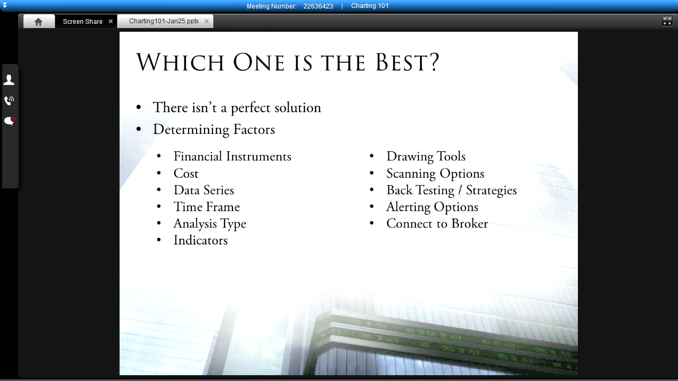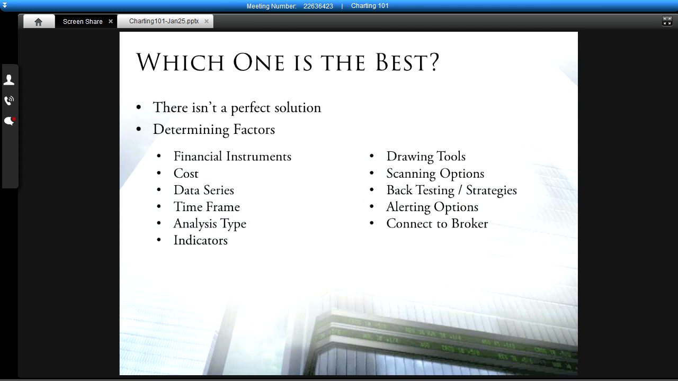Another really big thing is the drawing tools. Can you draw the support and resistance lines? Can you draw trend lines? A lot of people like to draw Fibonacci's. Some people like to use Elliott waves. So you want to find charting software that allows you to have the drawing tools that you want to use.